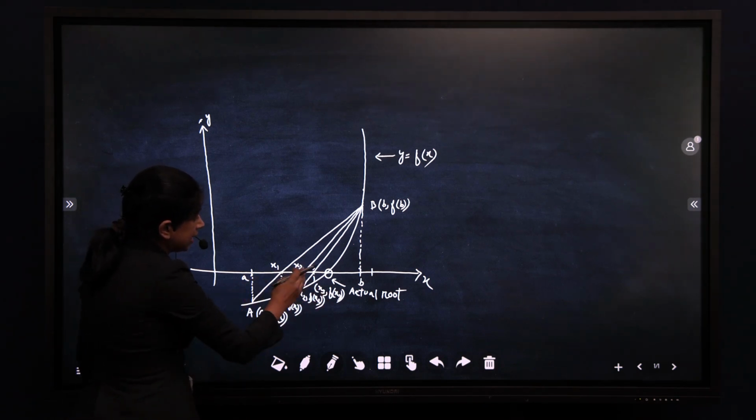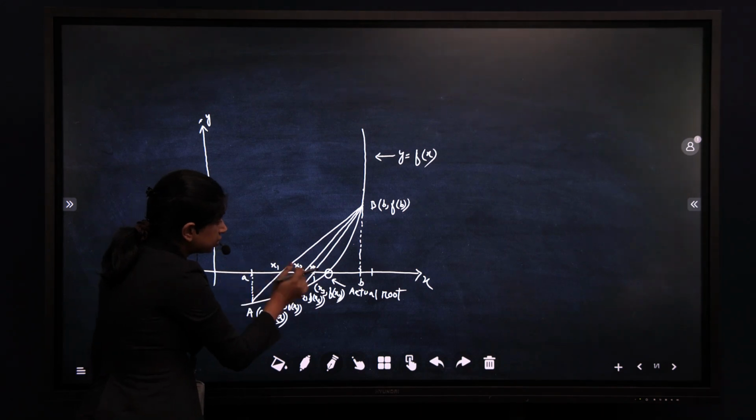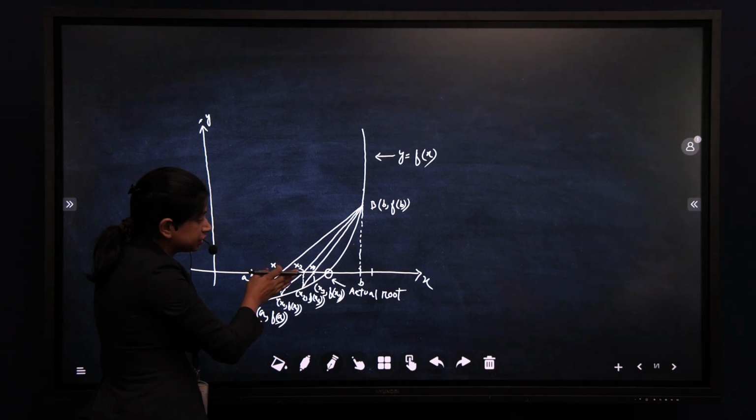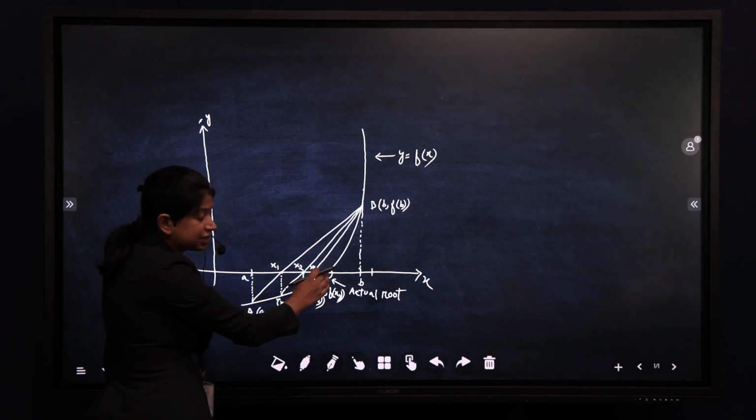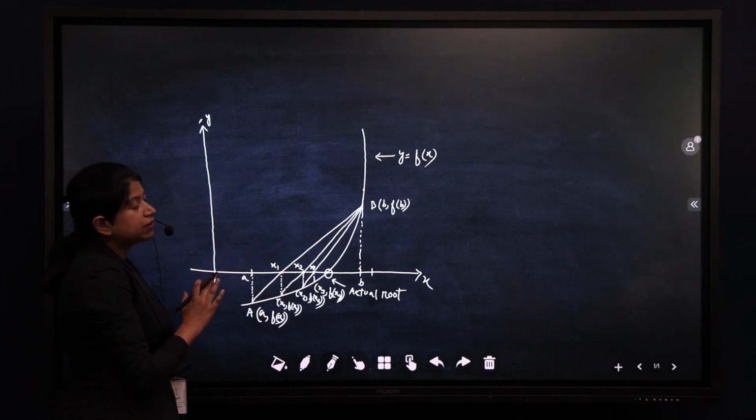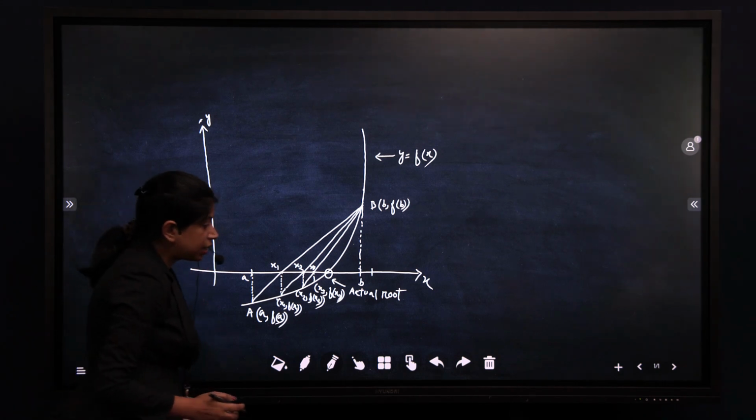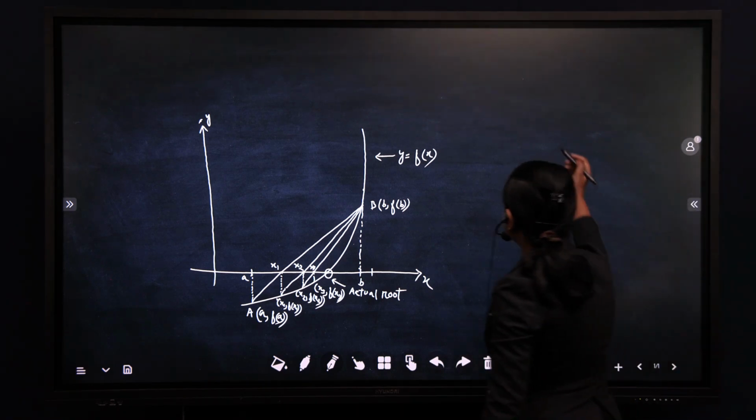So look at this. Likewise, we will get the next approximations x4, x5, x6, right? So we are approaching the actual root. After certain iterations, we will get a root nearer to the actual root, an approximate root. So this is how the Regula Falsi method works. This is the graphical representation. Now let us see how we can represent it mathematically.